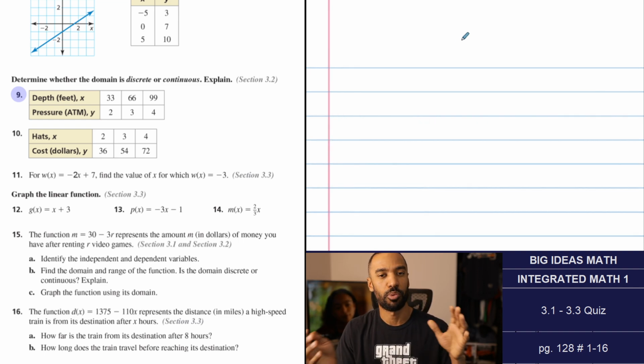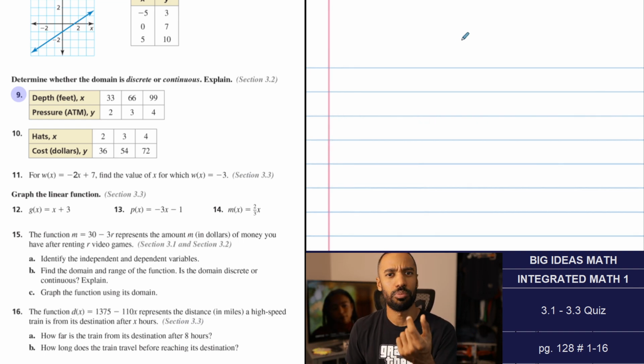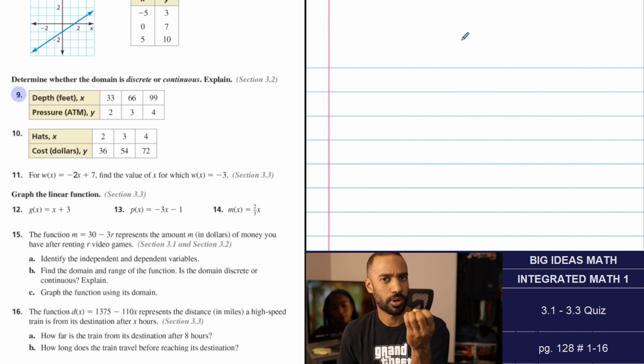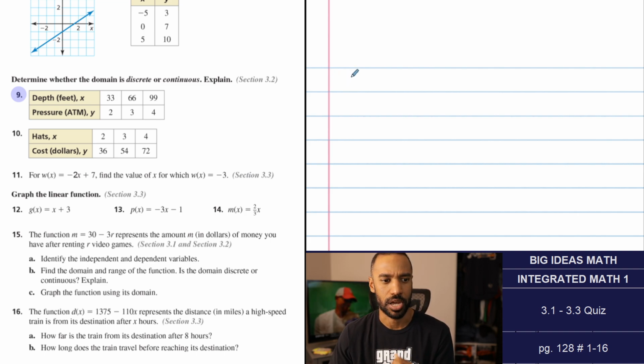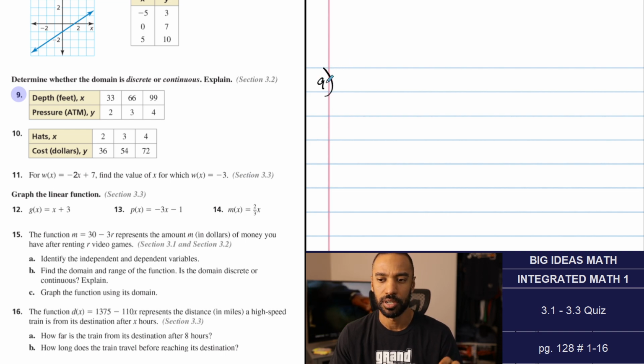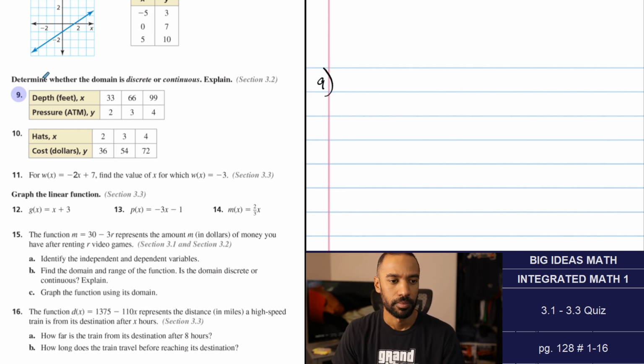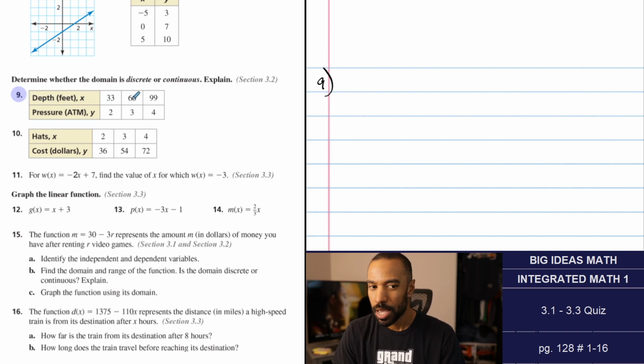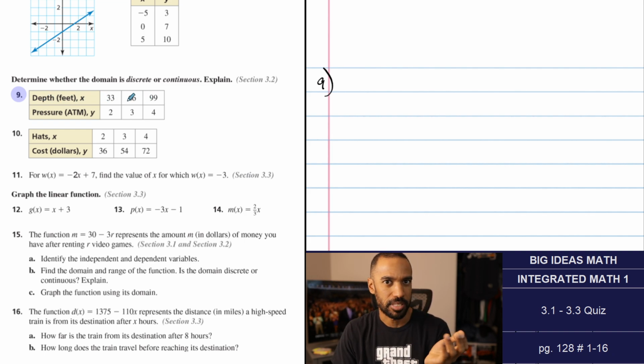Discrete, as you can tell, has points that are separated, basically no real fractional values or microcosms of whatever individual thing we're talking about. Hopefully one is continuous and one is discrete so we can really make that distinction. But on number 9, we have depth in feet and pressure in atmospheres, I believe is the name of the unit. So there's probably water depth. Well, actually, no. Actually, maybe depth in air.